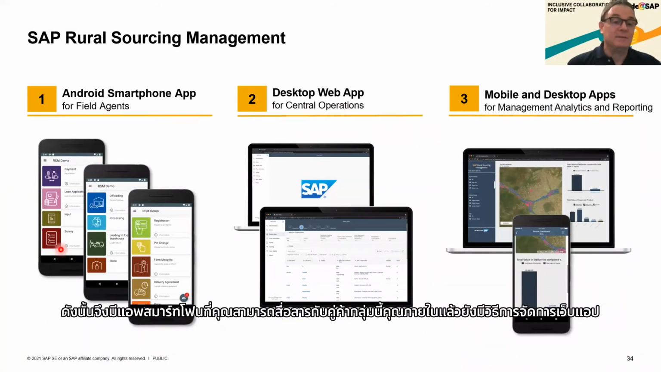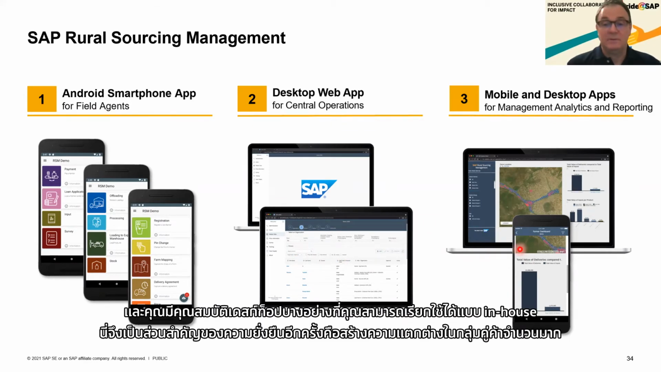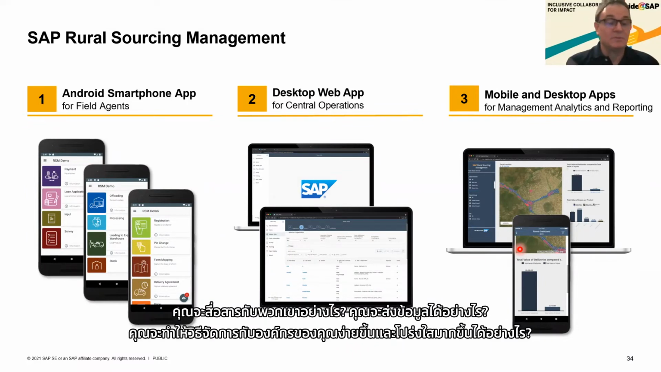It has a smartphone app that you can use to communicate with this group of stakeholders. You internally then also have a way of managing the web app, and you have some desktop features that you can run in-house. Okay, so this is again an important part of sustainability: you have a different and an enlarged set of stakeholders. How do you communicate with them? How do you send information? How do you make their way of dealing with your organization much easier and much more transparent?